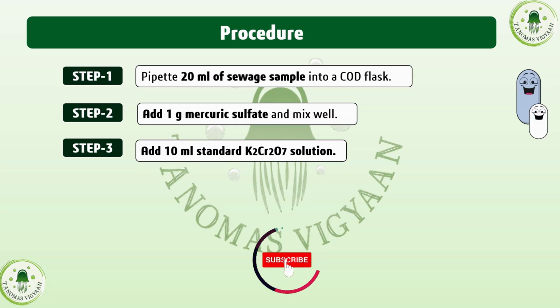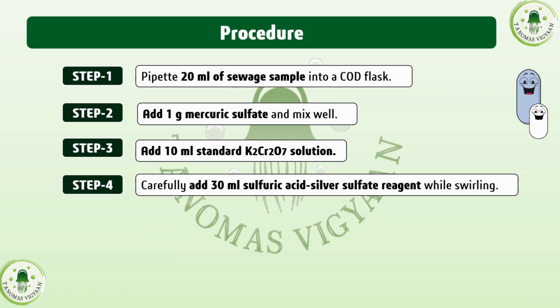Okay, so you have already made the standard potassium dichromate solution, that is 0.25 normal, and from that solution you have to add 10 ml of it in both the COD flasks, both the sample and the blank. You have to keep the blank. Your blank is very much important, you have to keep it.